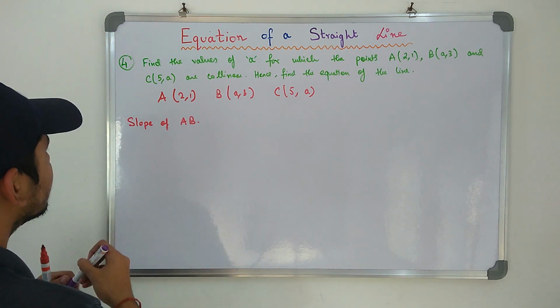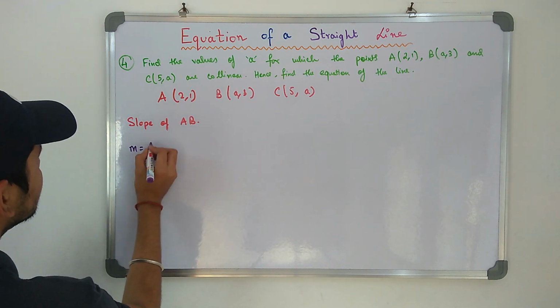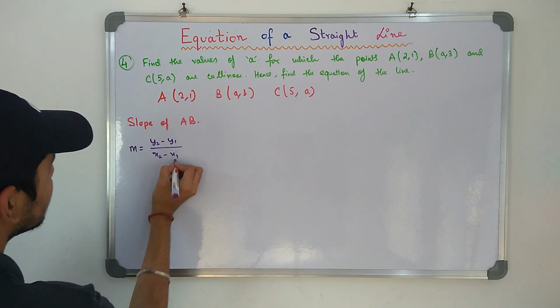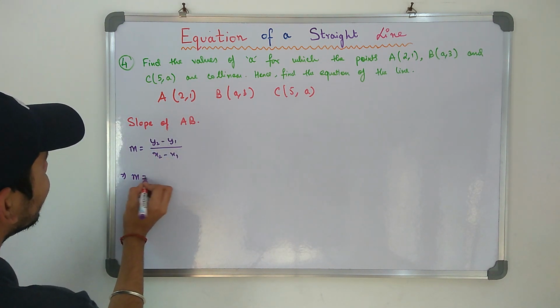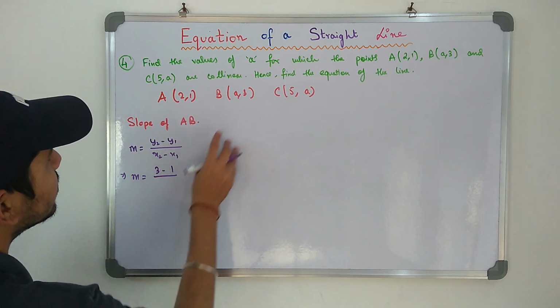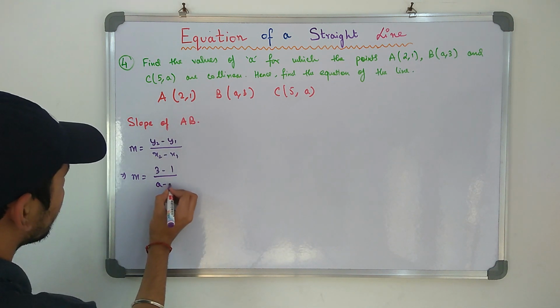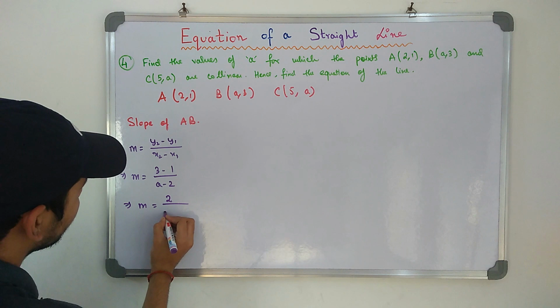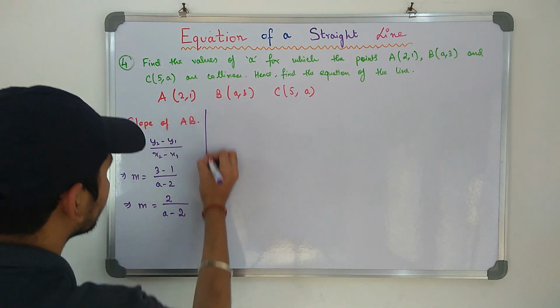Okay, so what do we get? M is equal to (y2 minus y1) divided by (x2 minus x1). Therefore M is equal to (3 minus 1) divided by (a minus 2). So we get the slope of the line AB as 2 divided by (a minus 2).